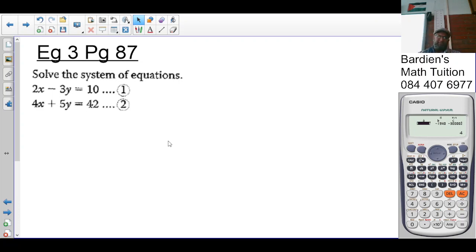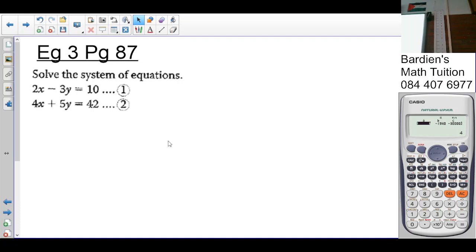So the question is, solve the system of equations. You got 2x minus 3y is equal to 10, and 4x plus 5y equals 42. So in the elimination method, the first step is we need to make the coefficients the same. As you can see, this is already labeled as equation 1 and equation 2.